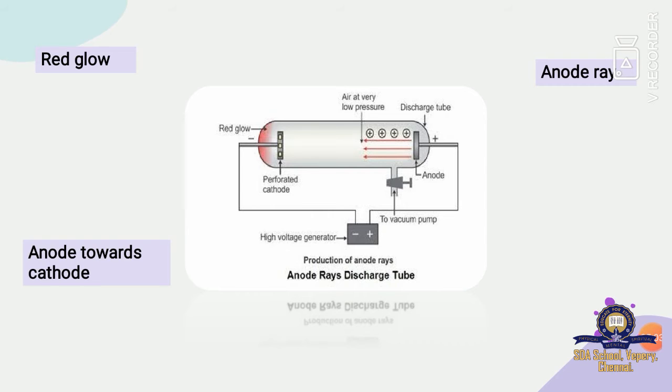This anode ray travels from anode to cathode, and this ray is also called canal ray. So we can call it anode ray or canal ray. This ray had positively charged particles. So here you can see the positively charged particles present in this ray, and J.J. Thomson named these charged particles positive rays.